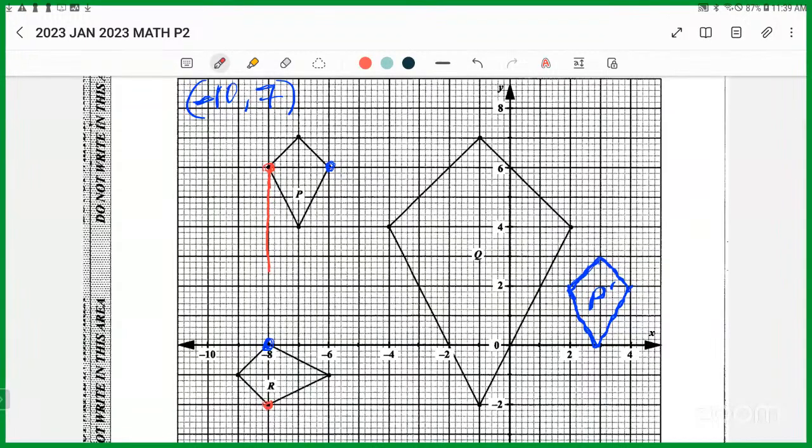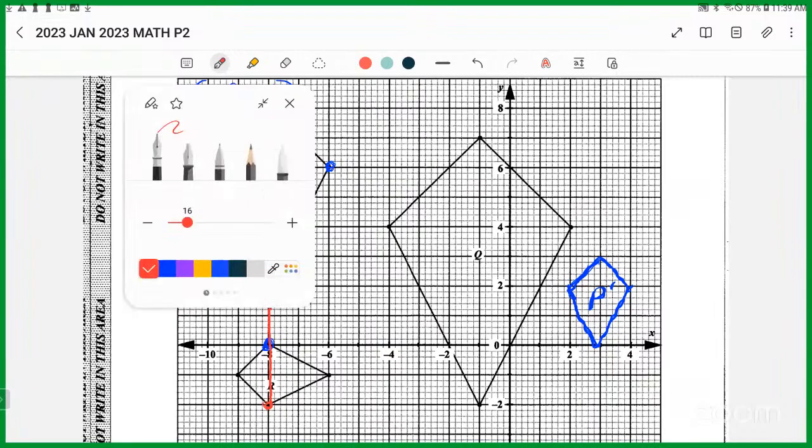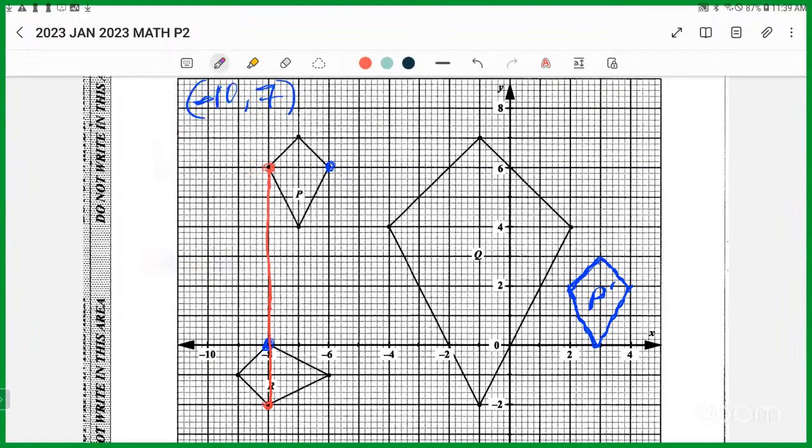So join those two corresponding points. I want the perpendicular bisector of this line. Let's construct the perpendicular bisector in purple. The perpendicular bisector is the line that passes through the midpoint of this line, the halfway mark on that line. Now that line is 1, 2, 3, 4, 5, 6, 7, 8 units long. So the halfway mark is 4. 1, 2, 3, 4. So the halfway mark for this is right here. Right, so that is the halfway mark.